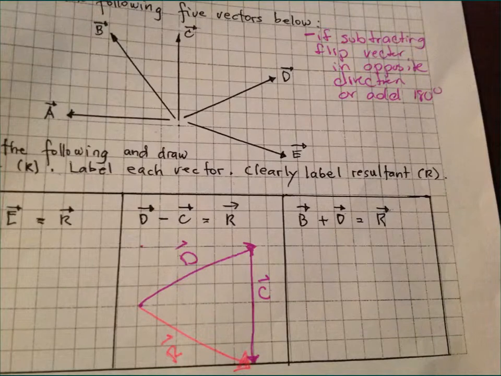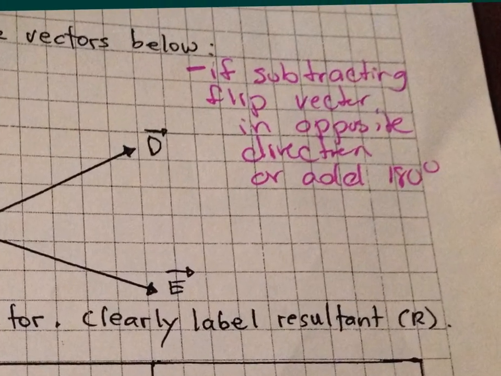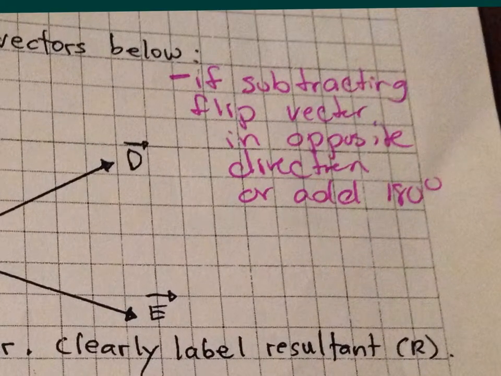On the next part, we're going to take pictures of vectors that we already know, and we're going to take the equation that we're given and draw the picture from there. On some of them, you're given addition. On the example that I'm going to do for you, we're going to subtract. When we subtract, we have to flip the vector in the opposite direction because addition is the opposite of subtraction. Another way to look at that is that we need to add 180 degrees to the direction of the vector.